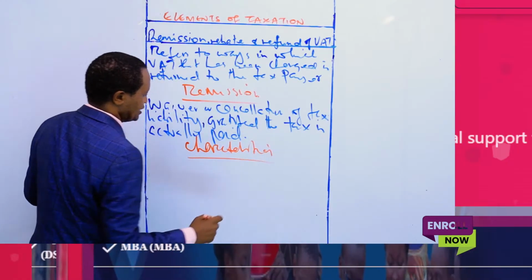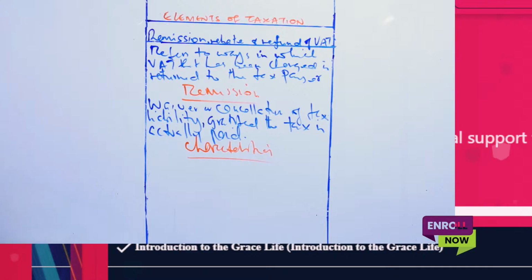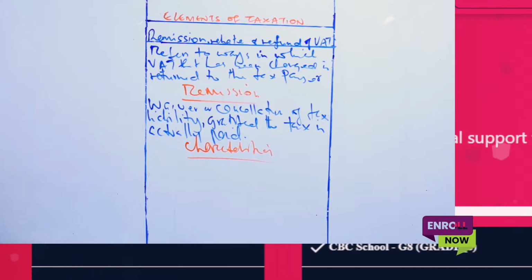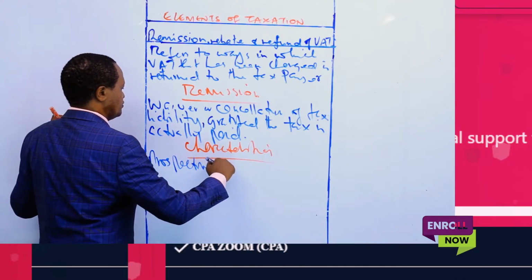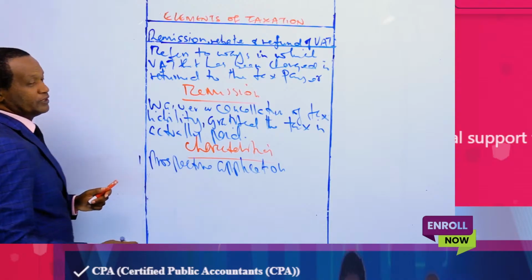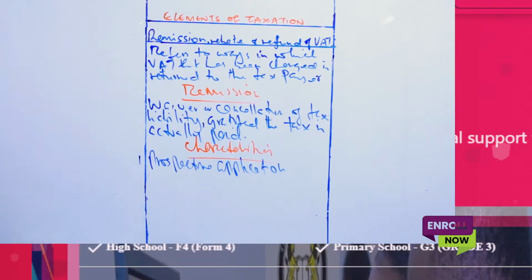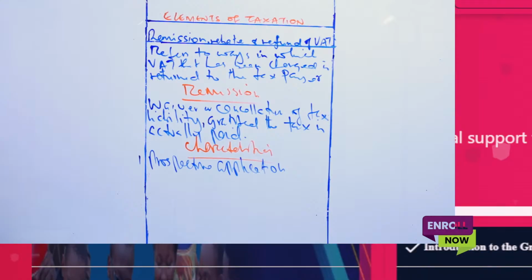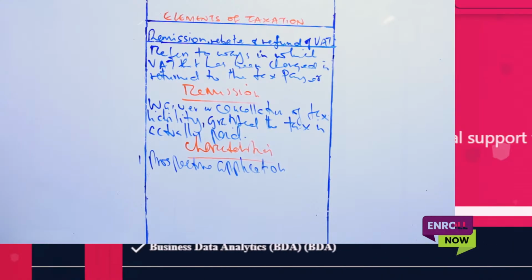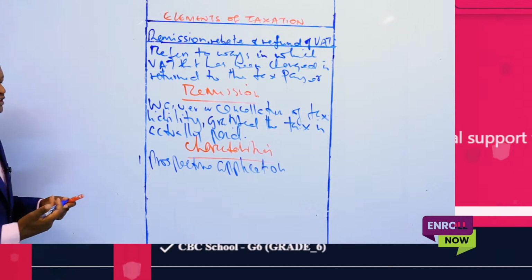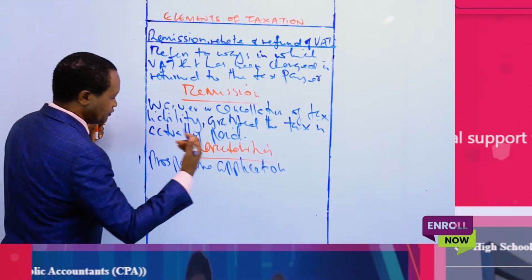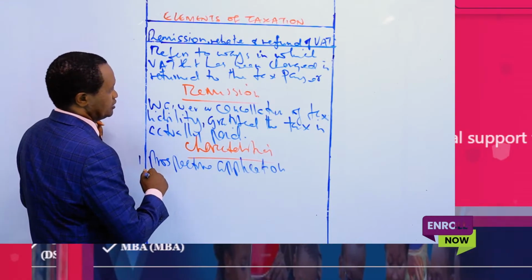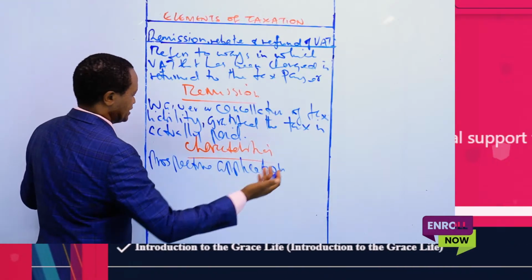So what are some of the characteristics of remission? In discussing characteristics, we are going to identify key areas like prospective application. One, prospective application. Remission is usually granted before the tax liability arises or before the goods are imported or supplied, and you apply for it in advance. That's why we are calling it prospective application. Remission has to be applied for in advance, so that the tax liability is negated.